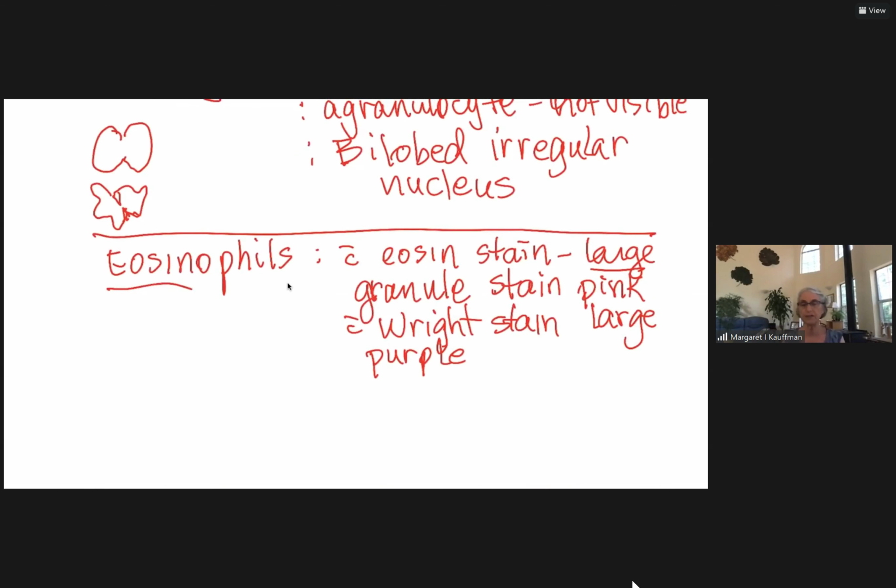Okay, well, basophils are going to have purple staining granules. So if you use the Wright stain, you're not going to be able to tell just by the granules. So you need to see the nucleus. The nucleus is always bilobed and it's symmetrical.